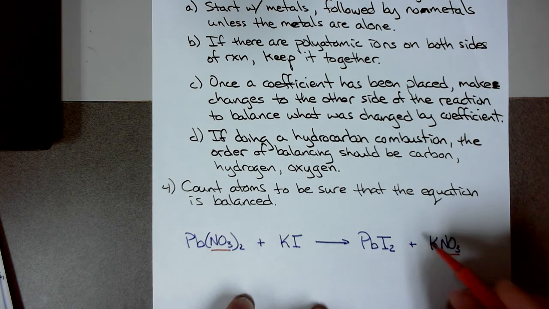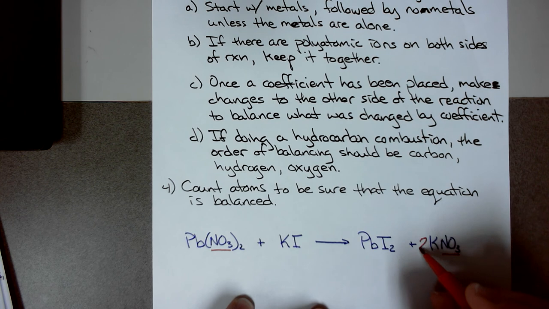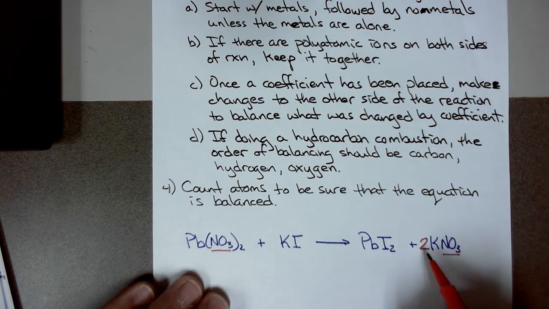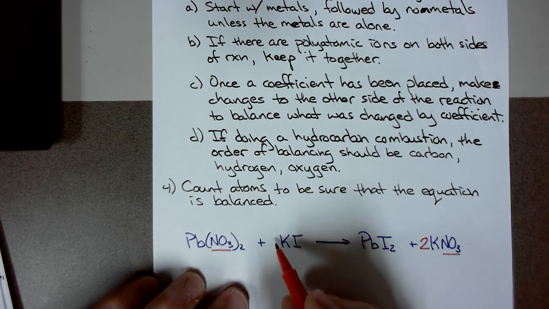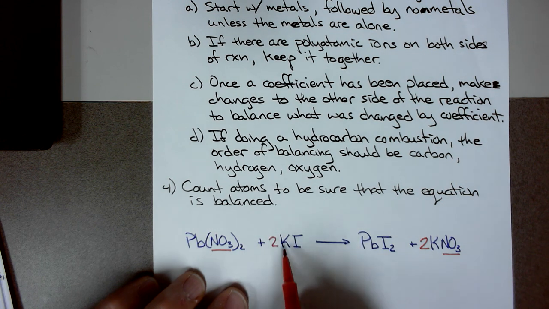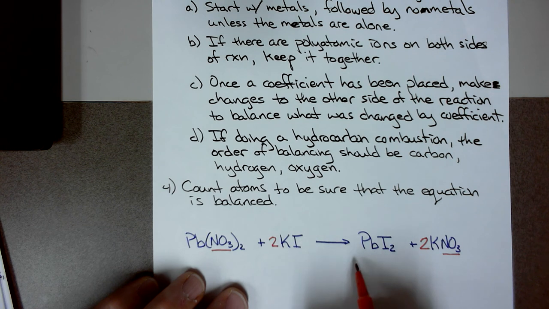So I'm going to put a coefficient of 2, and now I have 2 nitrates, but I also have 2 potassiums. So immediately I go to the other side, and I notice I only have 1 potassium, so I put a 2. I've got 2 potassiums now, but I have 2 iodides. So now I go back to this side, and I notice I have 2 iodides. So that should be balanced.